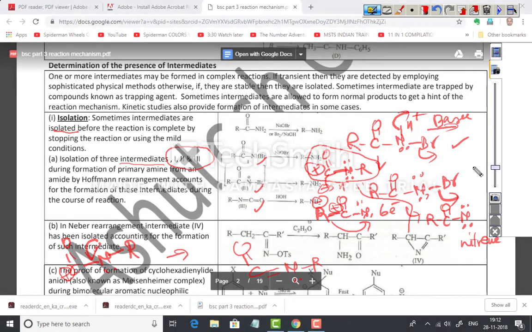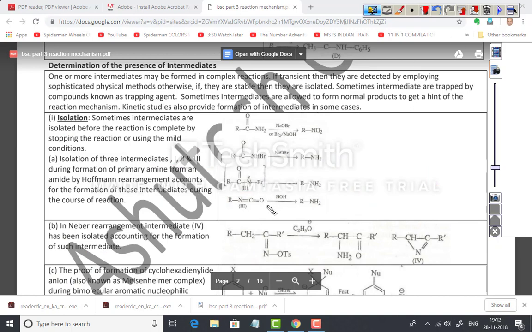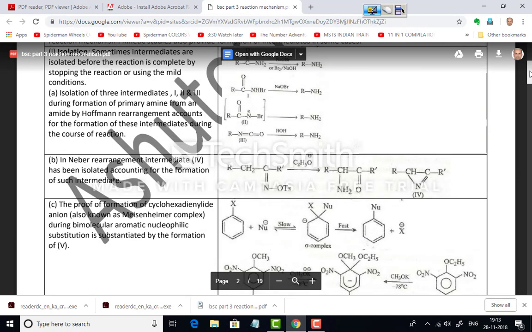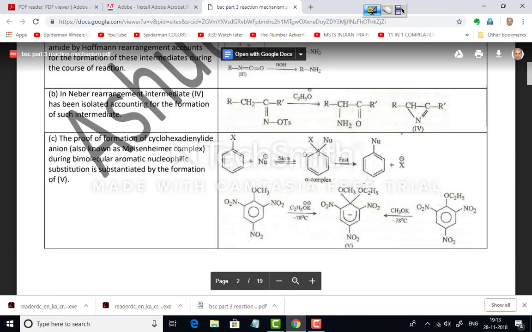And when we compare it with this one, this is the same. So what they are saying is that intermediates 1, 2 and 3 have been isolated during the formation of primary amine from an amide by Hofmann rearrangement, accounting for the formation of these intermediates during the course of reaction. Similarly, there is a reaction in which Neber rearrangement takes place. Intermediate fourth has been isolated, accounting for the formation of such kinds of intermediates. So we can have many other examples.